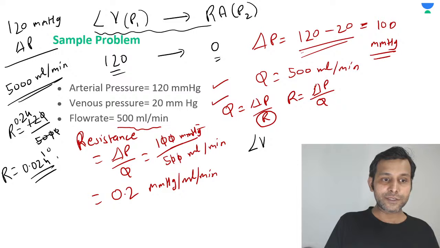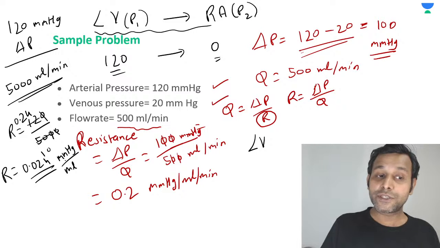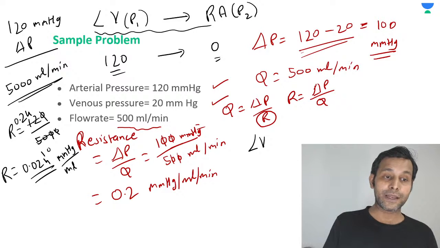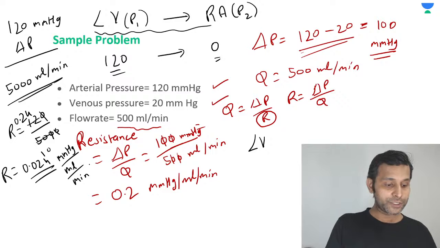So that will be the resistance across the complete arterial tree, 0.024 mm of Hg per ml per minute. I hope you got this point clear.